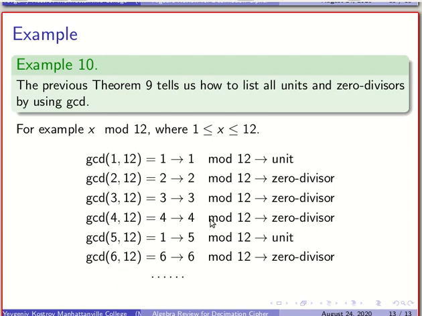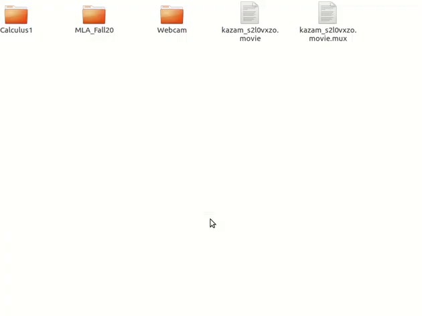And we can keep going. I stopped here, but we can actually list all units and zero divisors. We can do that. And that's the end of this small review. After this review, we're going to go back to the decimation cipher and fix it. See you in the next lecture.